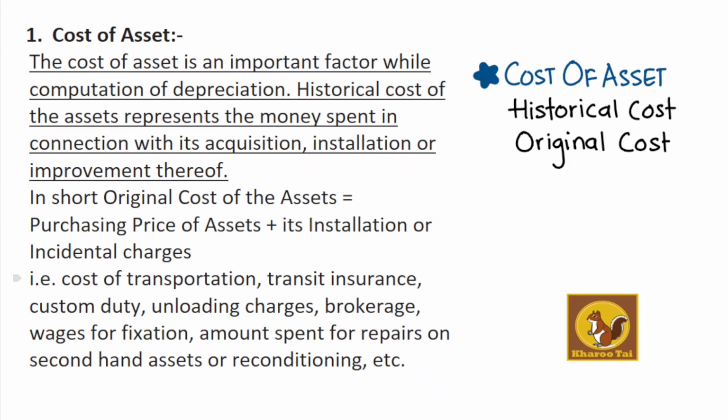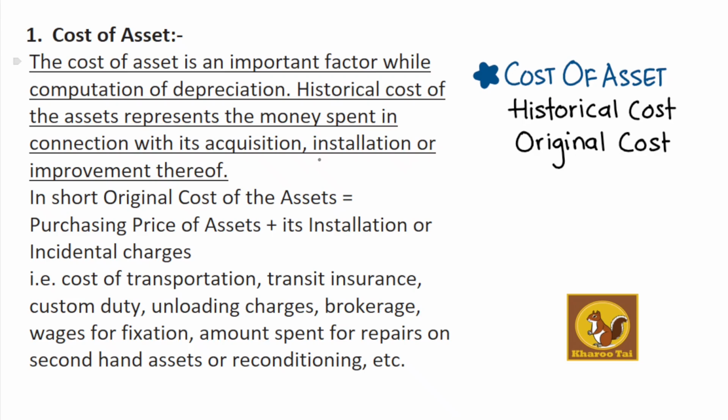So first point is cost of asset. The cost of asset is an important factor while computation of depreciation. For calculating depreciation, what is the basis? Cost of asset is the basis. So it is an important factor. Historical cost of the asset represents the money spent in connection with its acquisition, installation, or improvement thereof. Again, historical cost is also called as original cost.